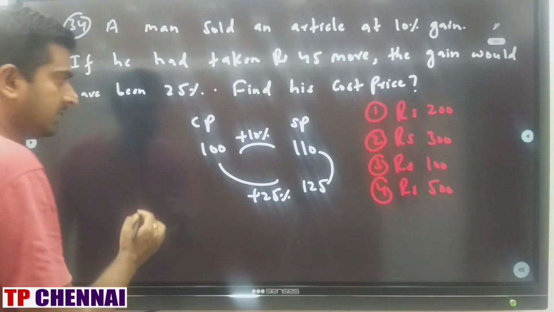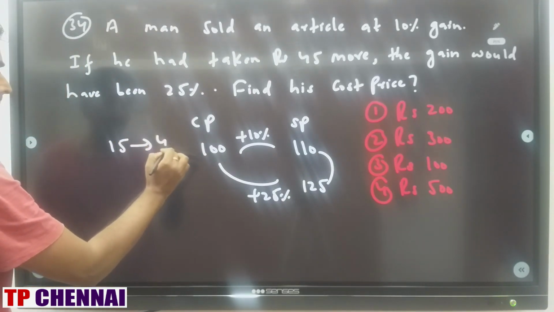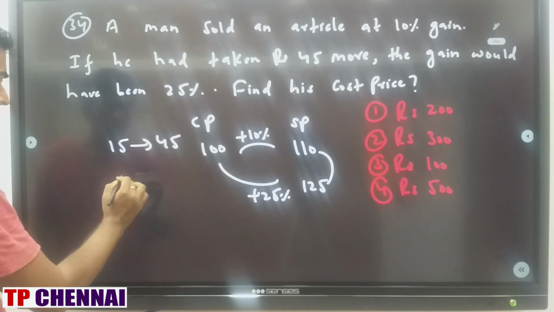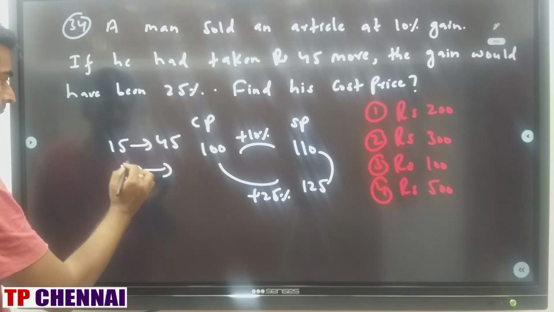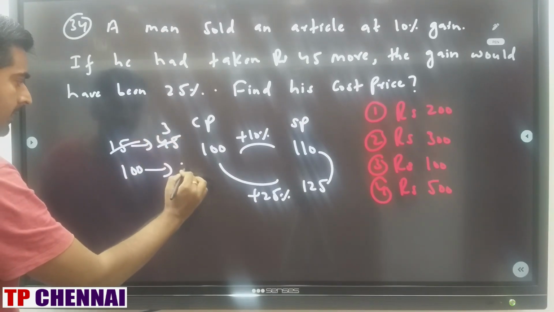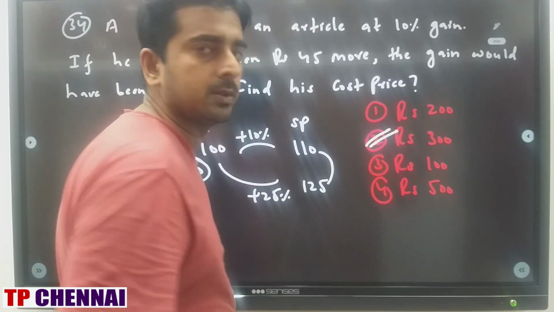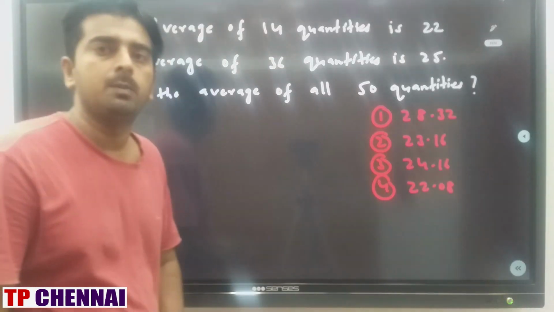Here how much extra is there in selling price? 15. 15 part is 45. So 100 part they are asking because CP is 100. 300. My answer is 300 rupees. Second option. So now we will see question number 35.